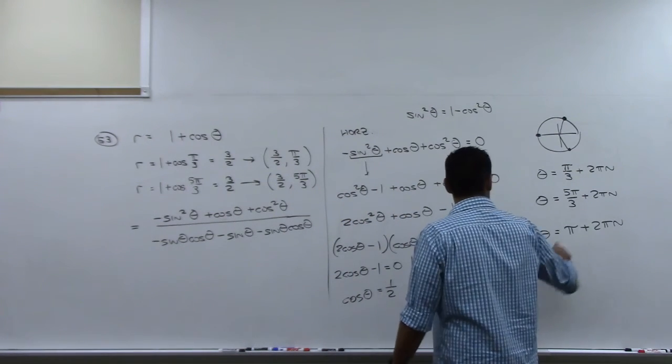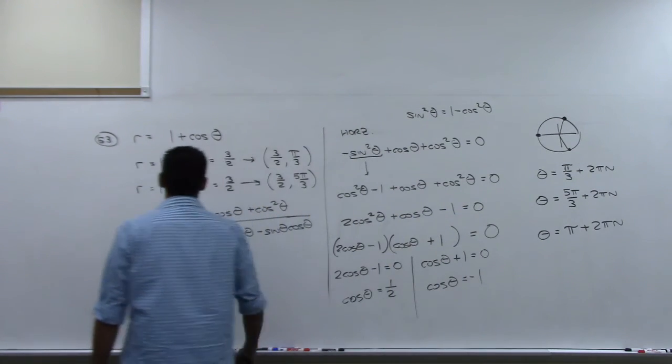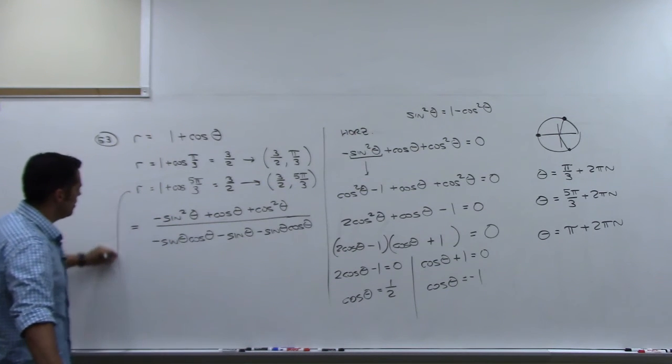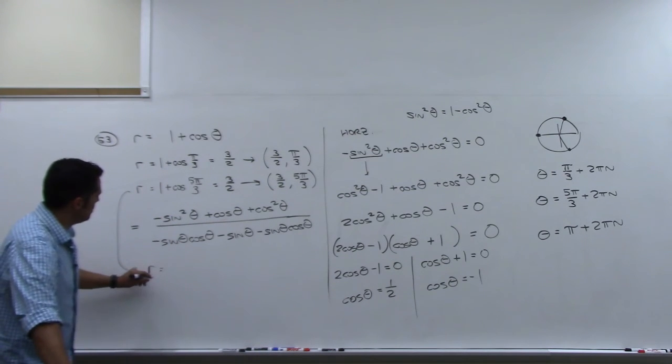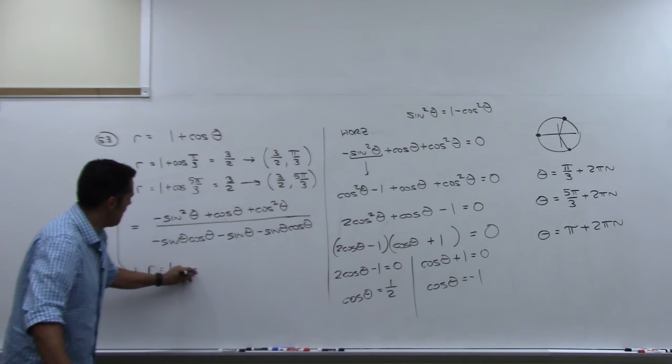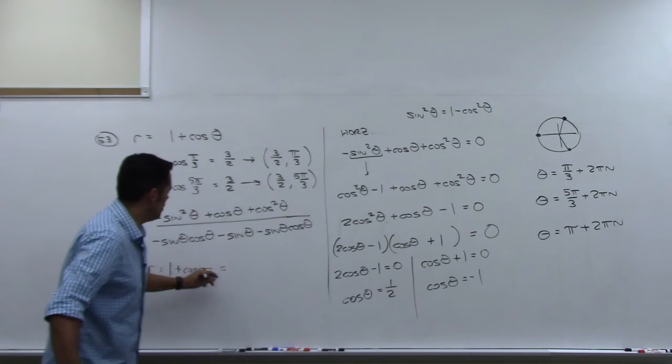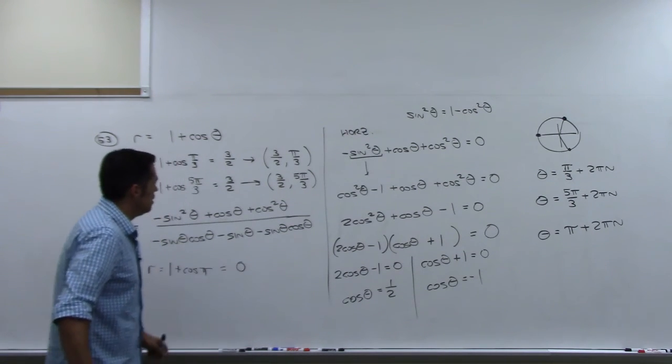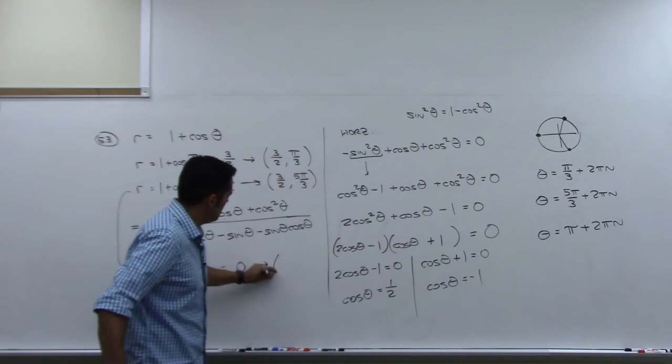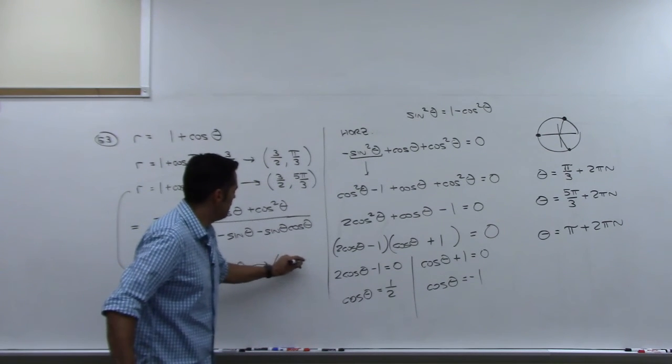And then finally, let me try pi getting plugged in. Again, I don't want to erase that. R is equal to 1 plus cosine pi. Cosine of pi is -1, so you get 1 minus 1 is 0. So this is going to give you the point 0, pi.